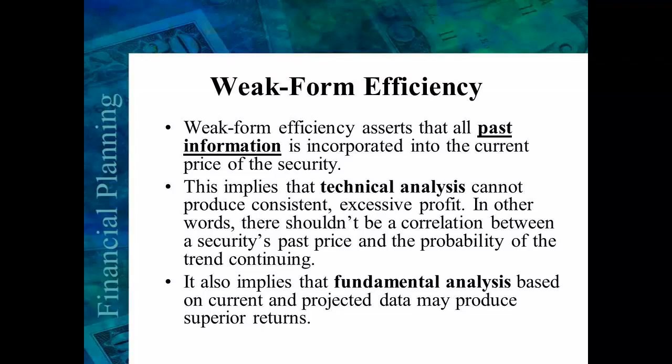Weak form efficiency asserts that all past information is incorporated into the current price of the stock or security. This implies that technical analysis, the study of price, volume, pattern, and time, cannot produce consistent, excessive profit. In other words, there shouldn't be a correlation between a security's past price and the probability of the trend continuing. Because this form of efficiency is only focused on past information, it leaves the possibility that fundamental analysis based on current and projected data may produce superior returns.